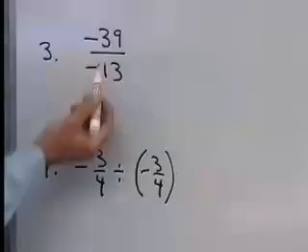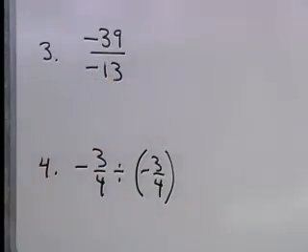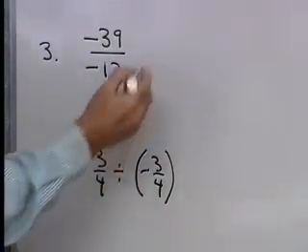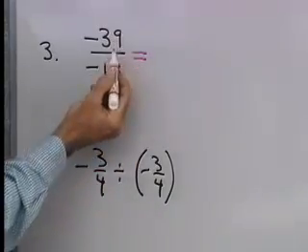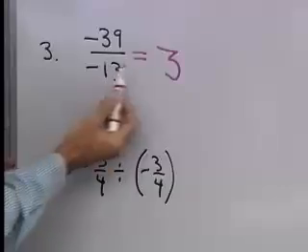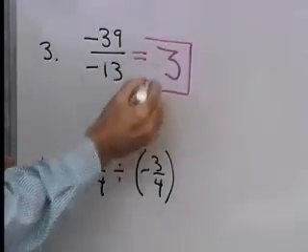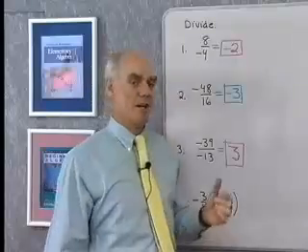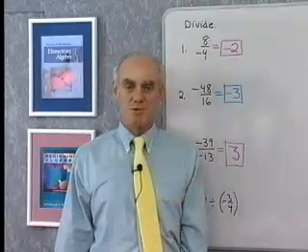Our next problem, we have two numbers with the same sign. I have negative 39 divided by negative 13. Again, I simply divide 39 by 13 and get 3. The two numbers have the same sign, so the answer is positive. So the answer to that is positive 3. The rules for division are the same as the rules for multiplication.